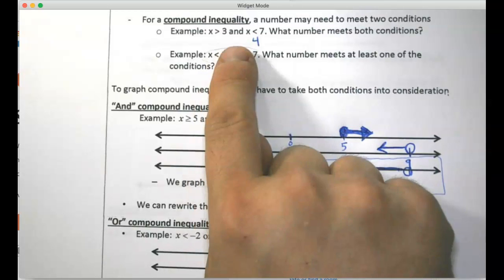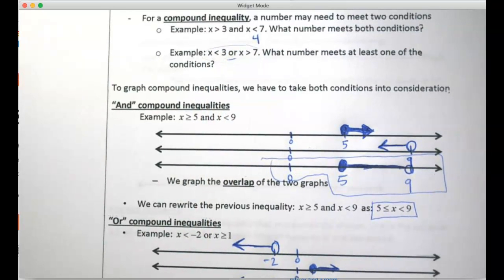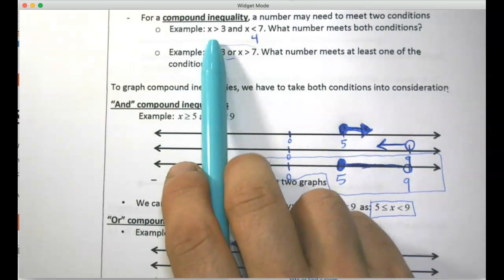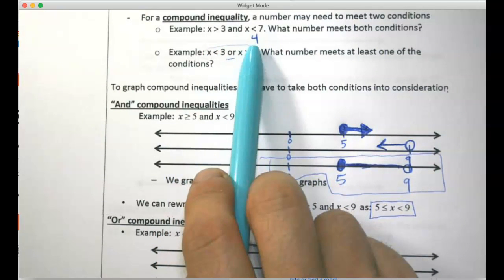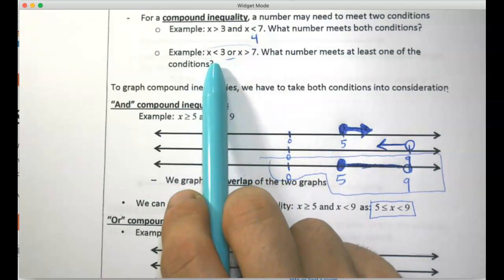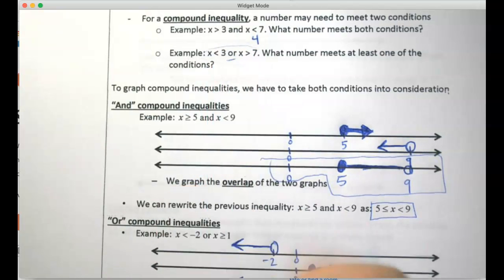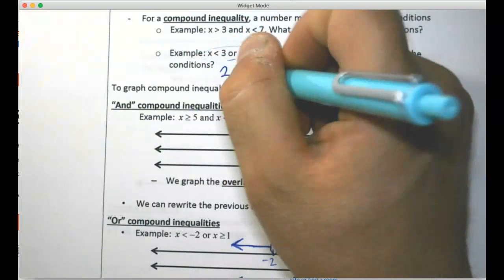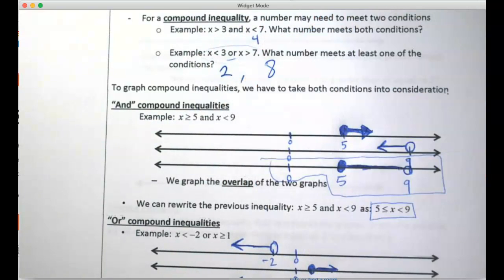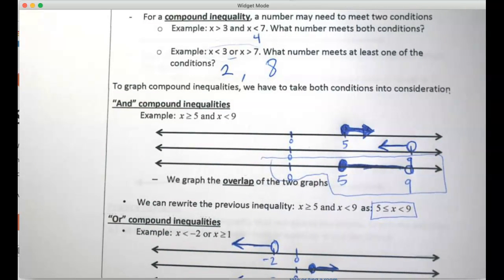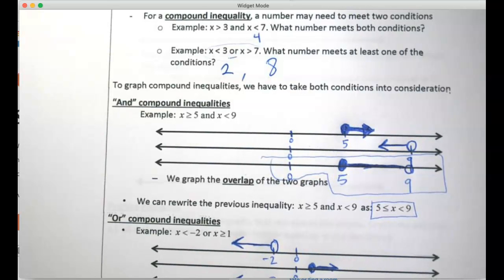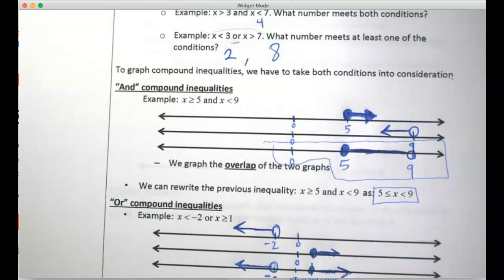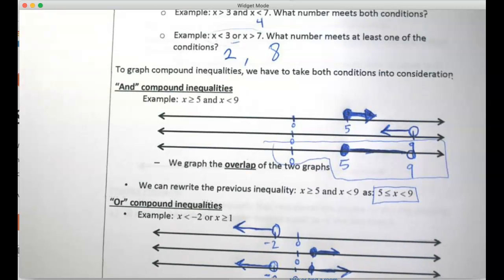Like here, the first compound inequality would have to meet both criteria, being greater than 3 and less than 7, so I wrote 4 here. The next one could be either or. It could be less than 3, so maybe it could be 2, or it can be greater than 7, so maybe it could be 8 also. So the difference between and and or kind of makes sense. If it says and, it has to meet both criteria. If it says or, it only needs to meet one, because it can't meet both criteria.